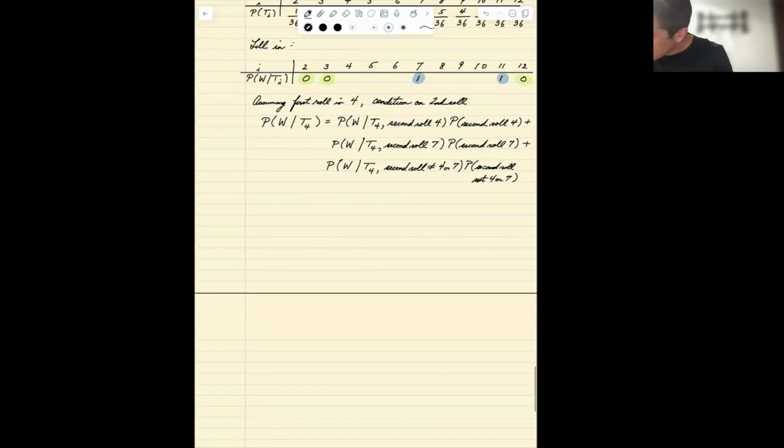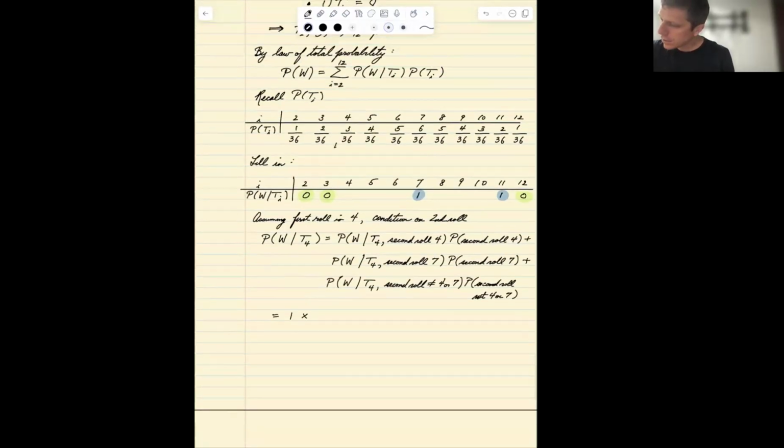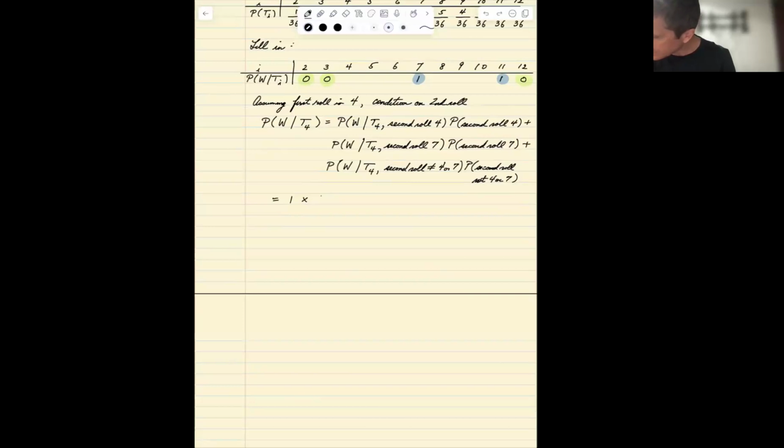Okay. So what's the first one? The probability that we win given that the second roll is a 4. If the point is a 4, that's 1. The probability that the second roll is a 4 is right here. 3/36. Okay. Plus the probability. Let's just follow along here.